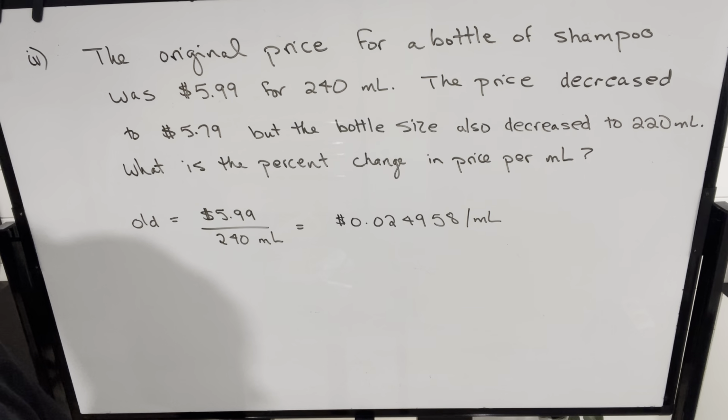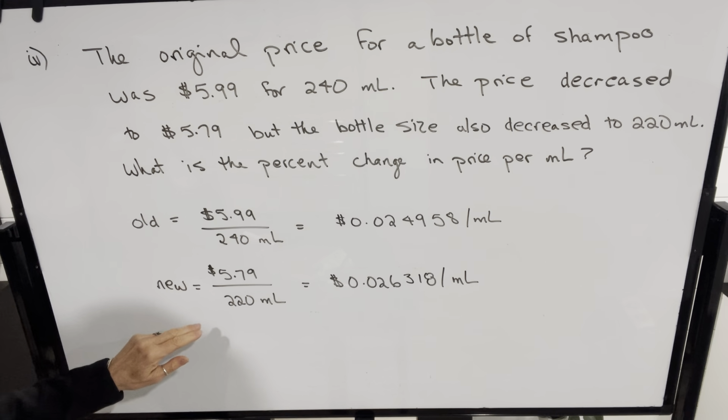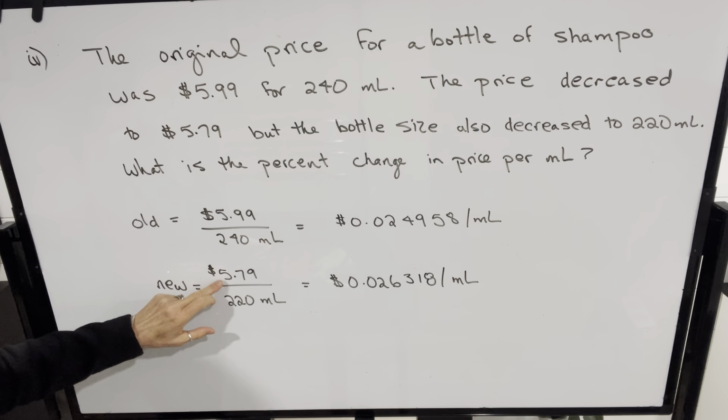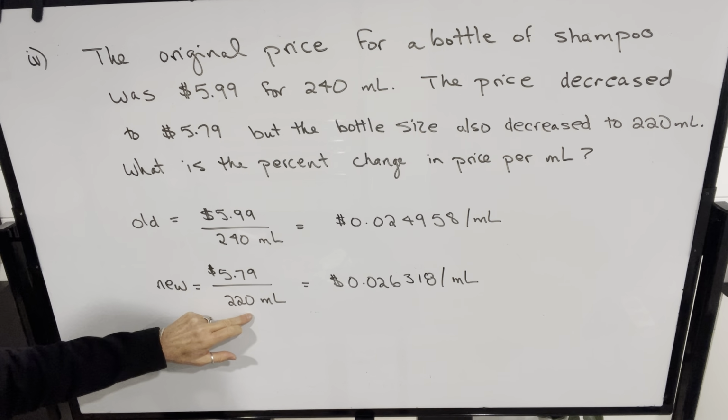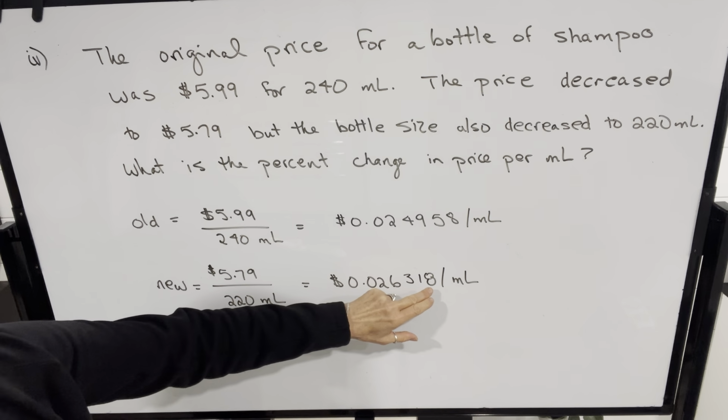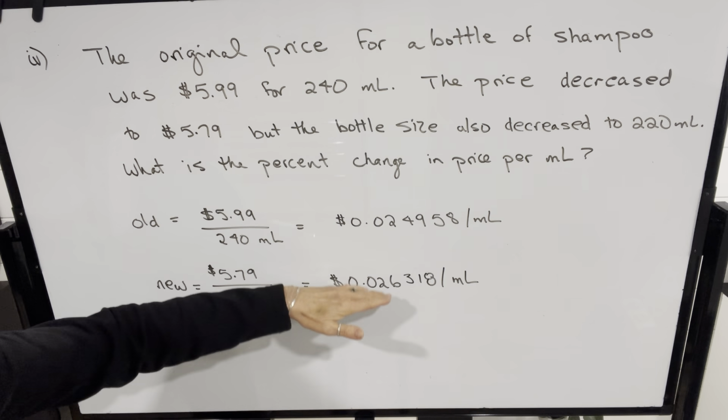Let's do the same calculation for the new bottle. So the price per milliliter of the new bottle of shampoo will be $5.79 divided by 220 milliliters, which is $0.026318 per milliliter, or a little more than 2.5 cents per milliliter. So we can see that the price is greater with the new bottle. Let's find that percent increase using these values.